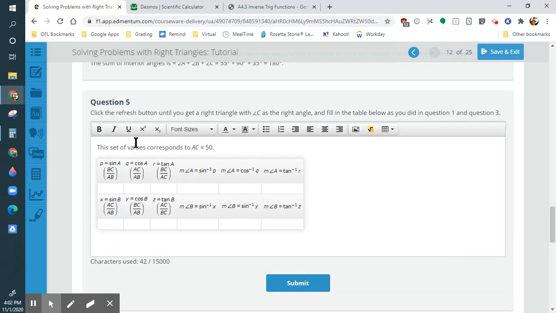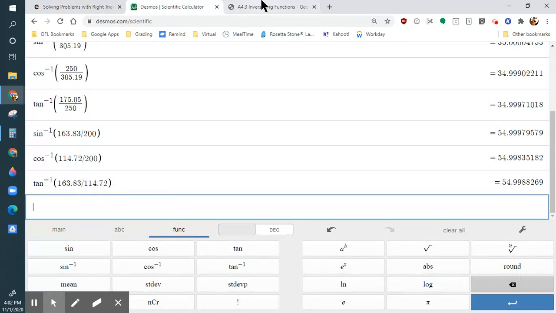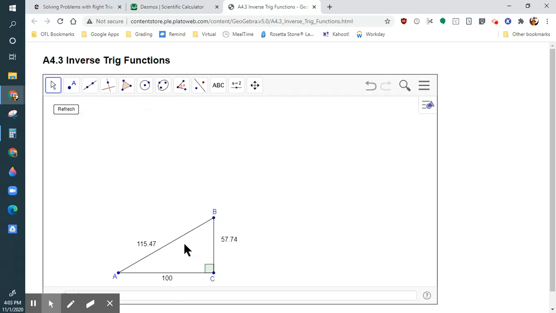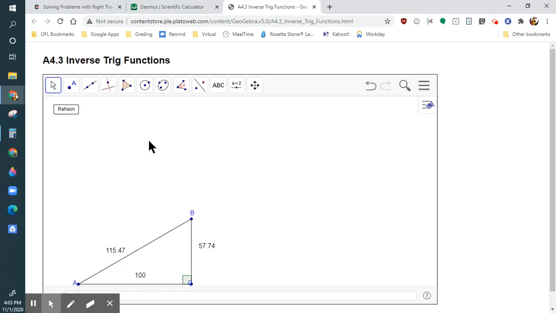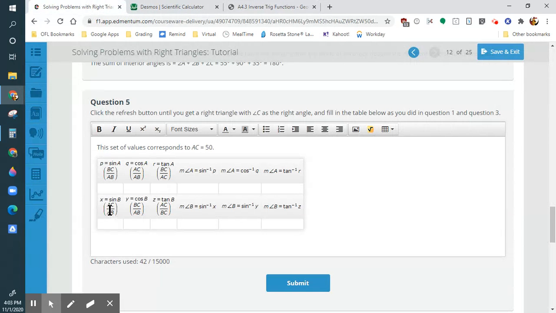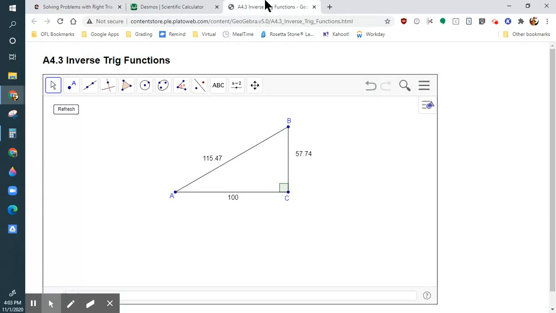All right, and now we're going to hit refresh until angle C is the same. All right, so refresh, refresh. All right, cool. Now we have angle C as our right angle. So let's plug all of these in. They are different sides, so you do have to do this again. We're going to do for angle A first. So opposite over hypotenuse for sine. Opposite, is there a way for me to just copy this? No, there is not.